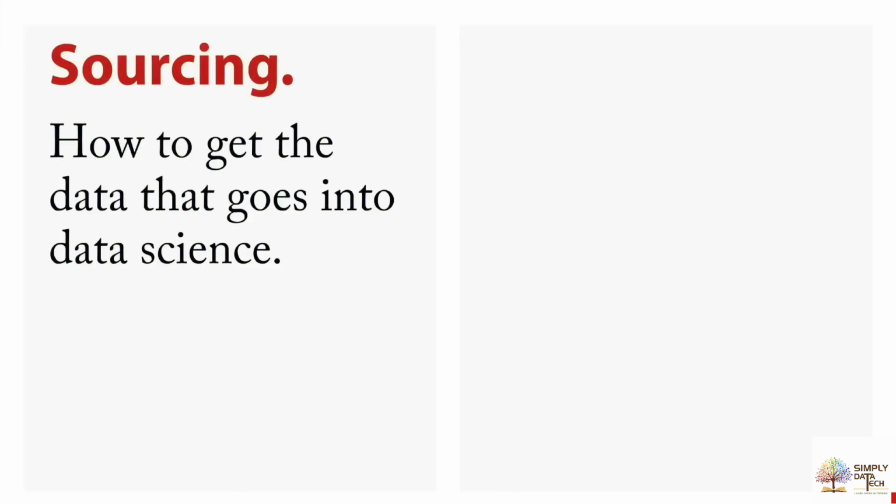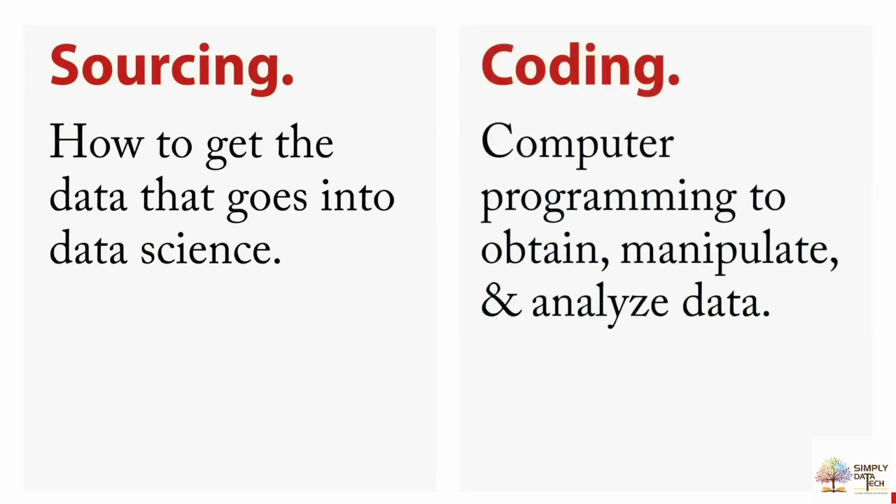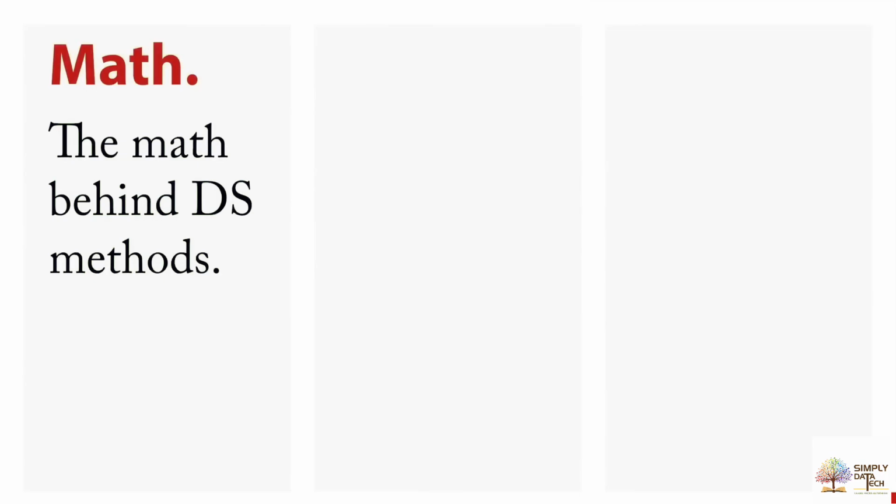The first one is sourcing, or data sourcing, and that is how to get the data that goes into data science, the raw materials that you need. The second is coding. That, again, is computer programming that can be used to obtain and manipulate and analyze the data. After that, a tiny bit of math, and that is the mathematics behind data science methods that really form the foundations of the procedures.